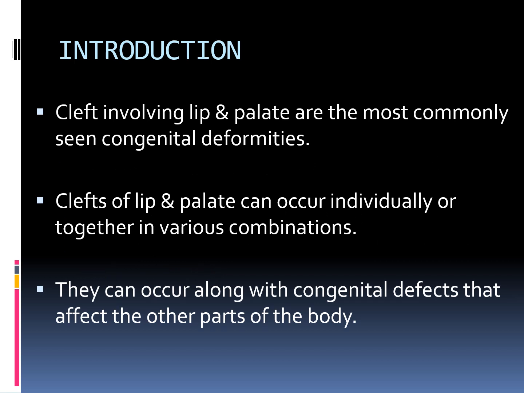Now, as you all know, what is a cleft? The word itself says that a cleft is any deformity or discontinuity. If there are two things and there is a discontinuity when you join them, it's called a cleft. A cleft involving lip and palate is among the most commonly seen congenital abnormalities in the orofacial region. They can occur individually or in combination with some other syndromes.